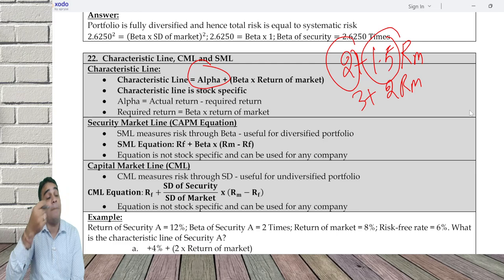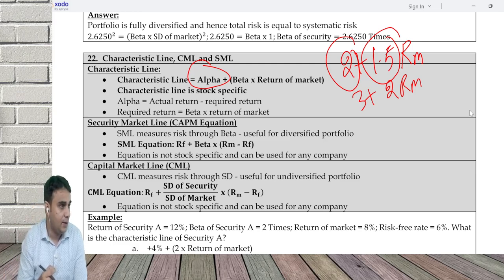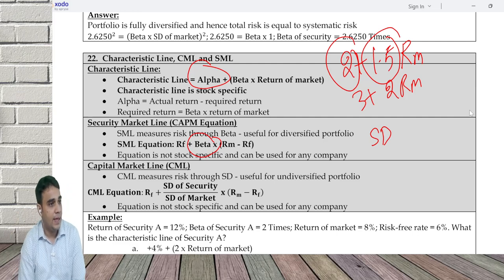Then came the capital market line. What the capital market line says is that the required return of a security is equal to RF plus beta into RM minus RF, fine. But instead of using beta, they want you to use SD. But then there is a challenge here. What is the beta of the market? 1. So this formula is wrong.